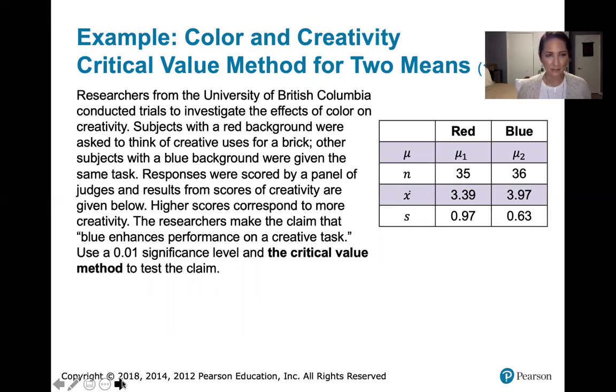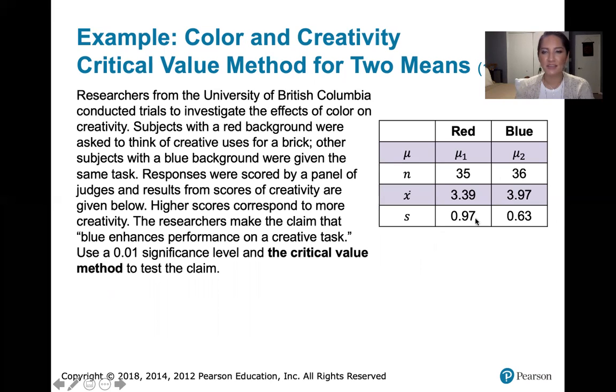a while. The problem statement says, researchers from the University of British Columbia conducted trials to investigate the effects of color on creativity. Subjects with a red background were asked to think of creative uses for a brick. Other subjects with a blue background were given the same task. Responses were scored by a panel of judges, and results from scores of creativity are given below. And it looks like we've got sample sizes, and the bar is somehow missing. I don't know why, but that's supposed to be an x bar there. Those are sample means, and those are mean scores of creativity.